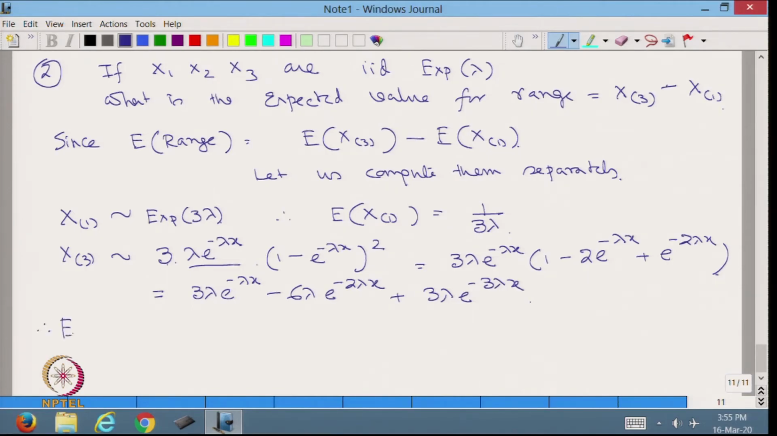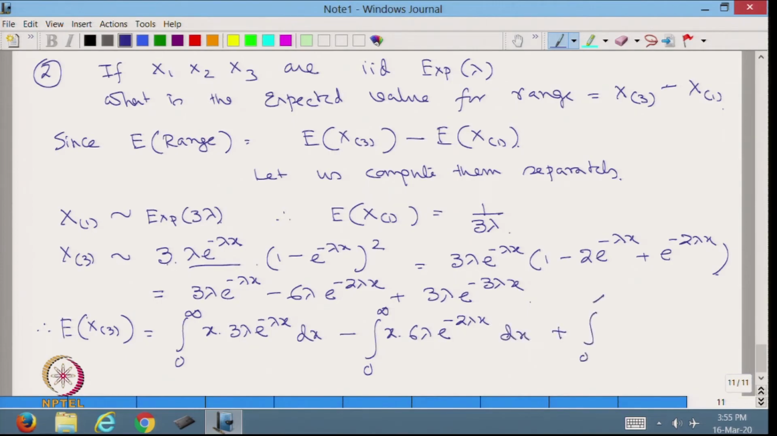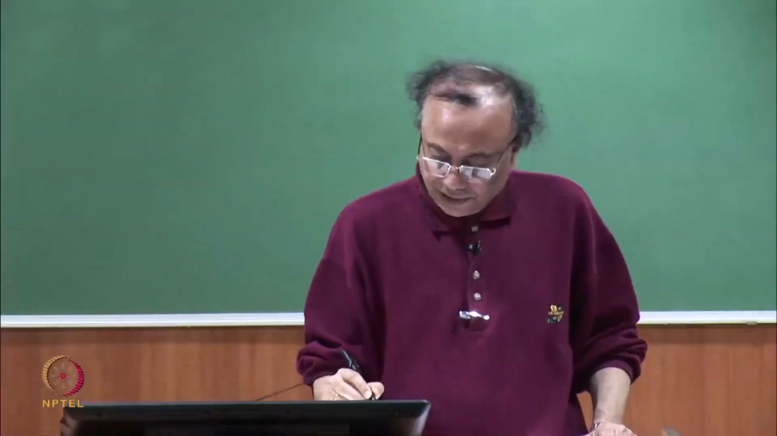Therefore, expected value of X3 is equal to integration 0 to infinity x 3 lambda e to the power minus lambda x dx, minus integration 0 to infinity x 6 lambda e to the power minus 2 lambda x dx, plus integration 0 to infinity x 3 lambda e to the power minus 3 lambda x dx. So, let us calculate them one by one.